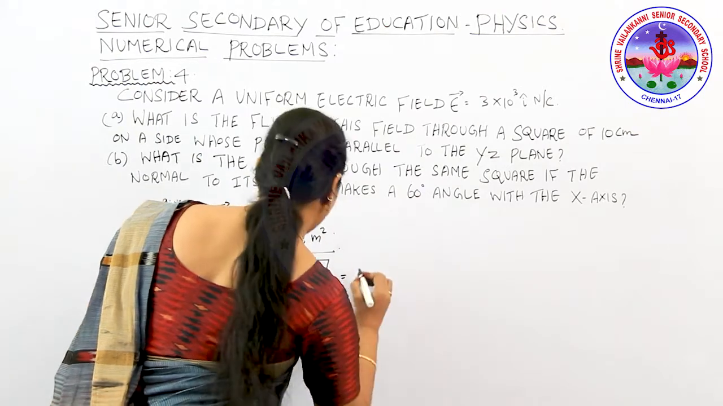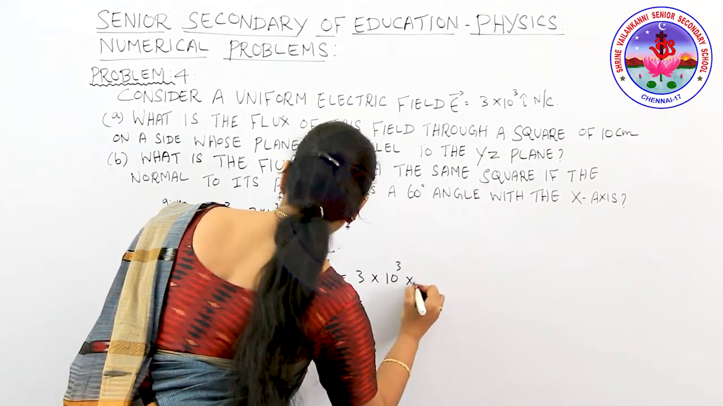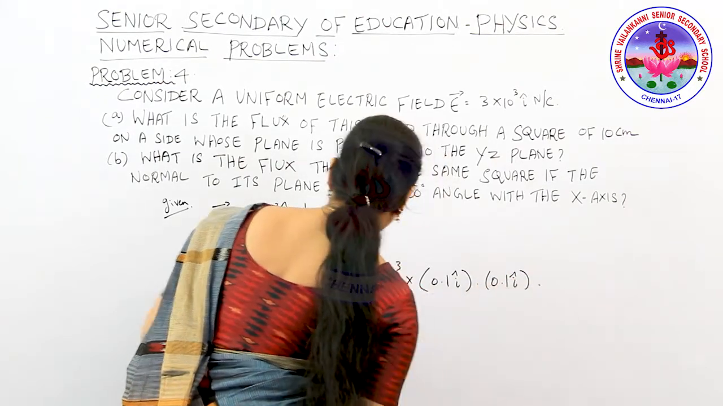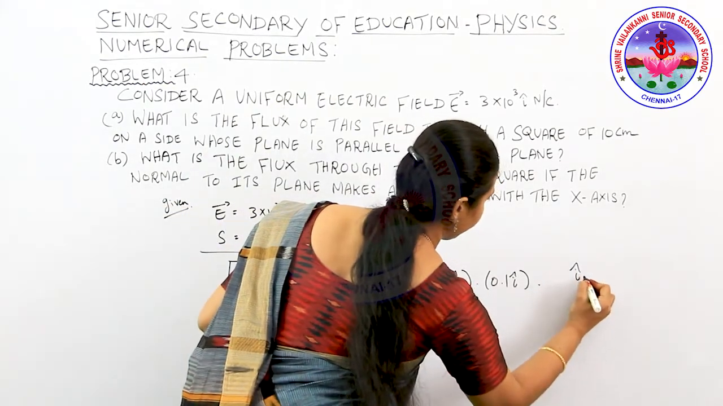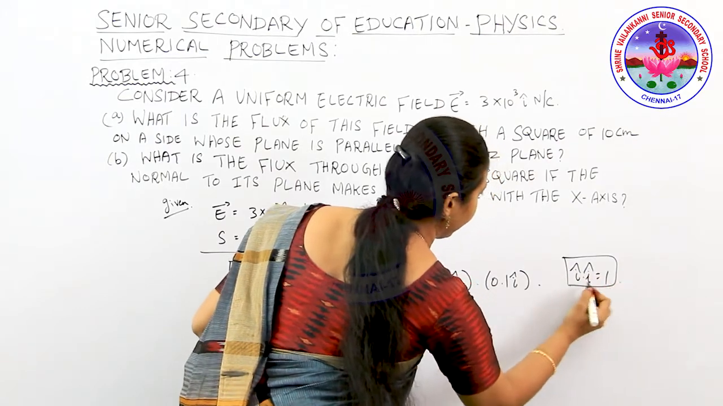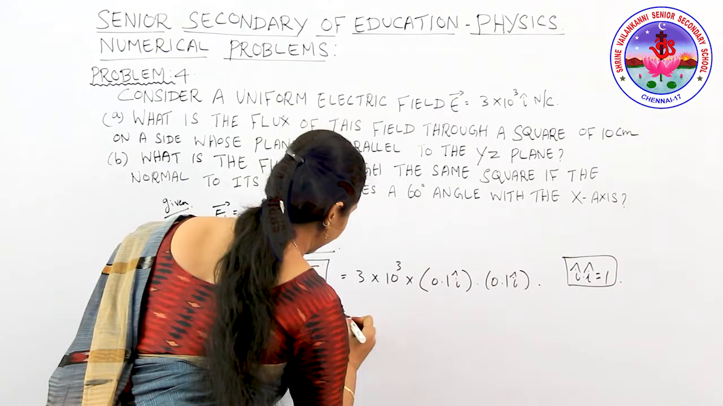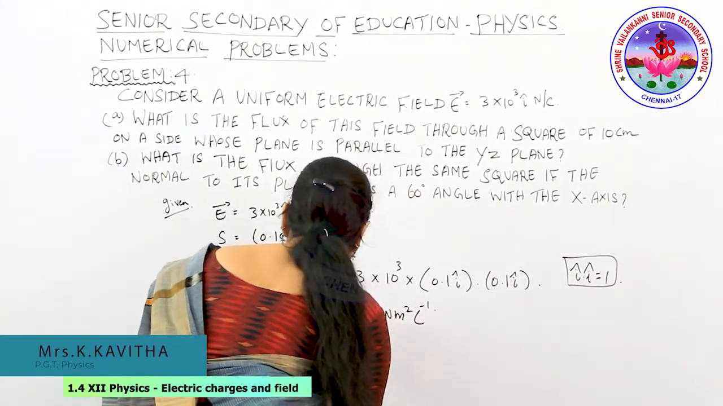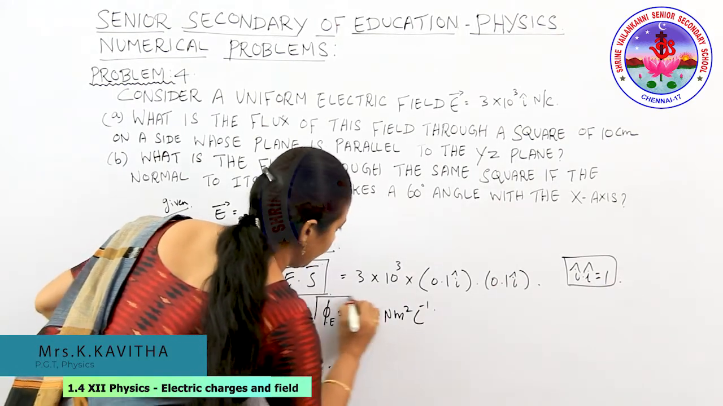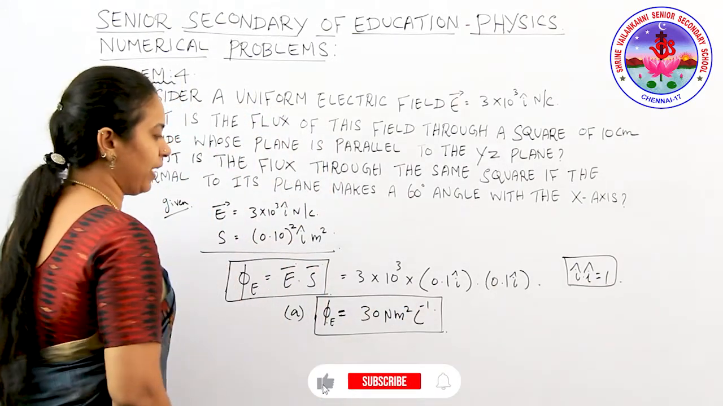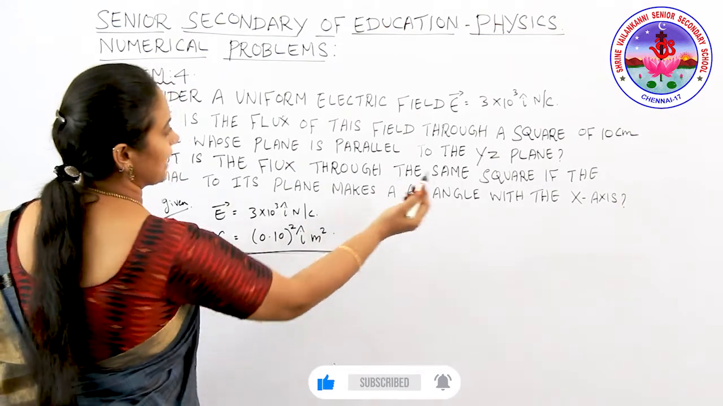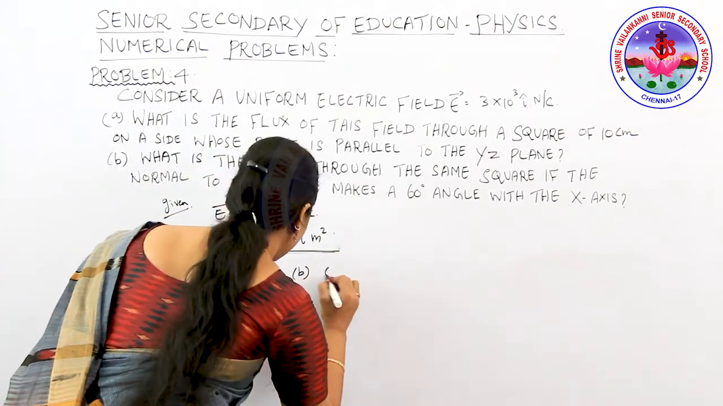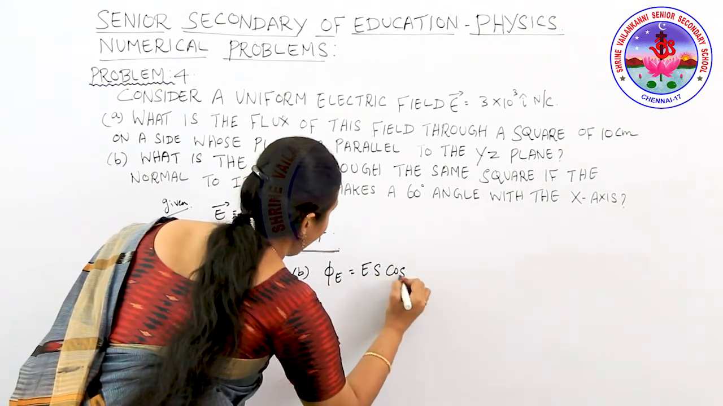So this is the formula. Applying the values, E vector is 3 into 10 power 3, into 0.1 i vector dot 0.1 i vector. I vector dot i vector is equal to 1, the dot product of i dot i is 1 by the vector formula. So you will get 30 Newton meter square Coulomb power minus 1. This is the value for the A part, phi E equal to 30 Newton meter square Coulomb power minus 1. The B part is, what is the flux through the same square if the normal to its plane makes a 60 degree angle with the x-axis? For that, we can write the phi E formula, which is equal to ES cos 60 degree.